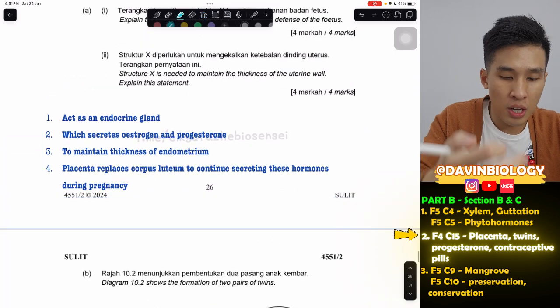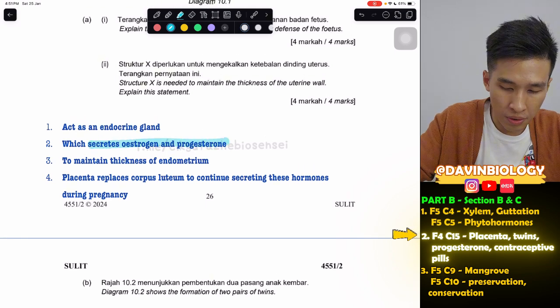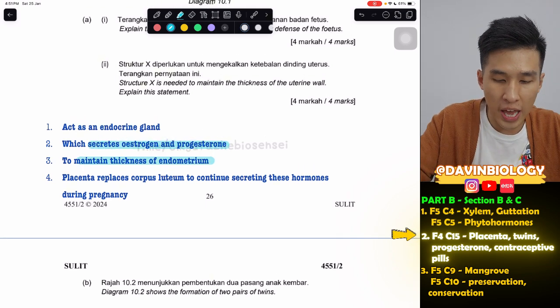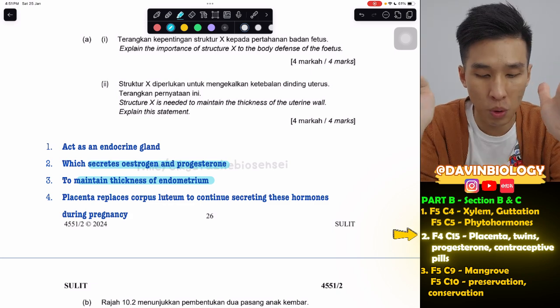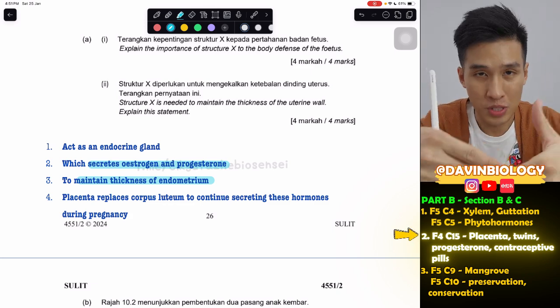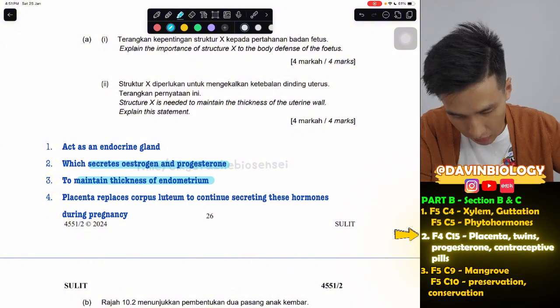So the main thing here is that you know it secretes these hormones to help maintain the thickness of the endometrium. So the endometrium then can support the fetus. So that's why we always say the placenta is also involved in secreting hormones. Yeah, that is the main thing. Okay, moving on.